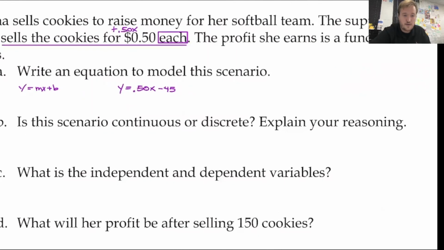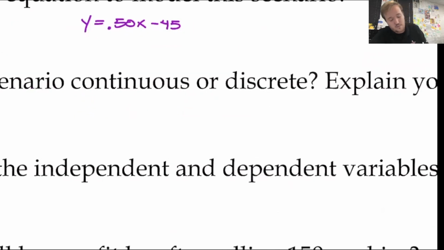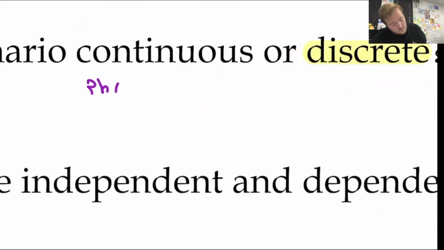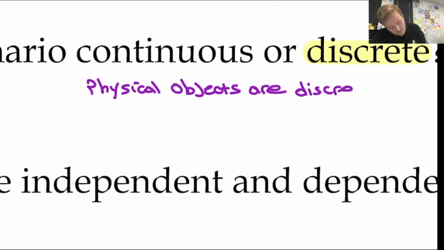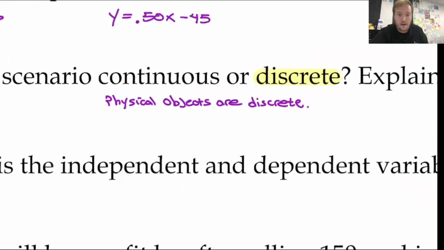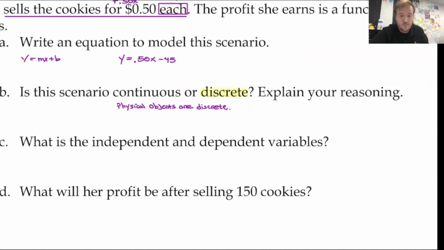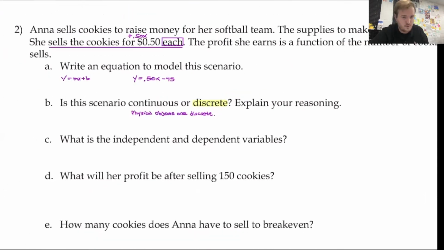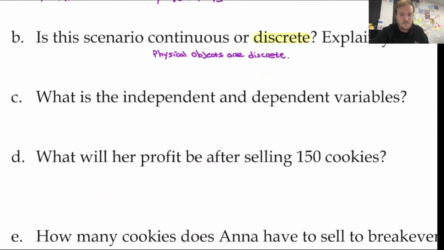So is the scenario continuous or discrete? So in this case, because we're talking about selling cookies, these are physical objects, which means this is discrete. Okay. Physical objects are discrete. So you cannot sell half of a cookie. I mean, ideally you could, but in the real world, you don't go to a store and ask, can I have half of a cookie? No.